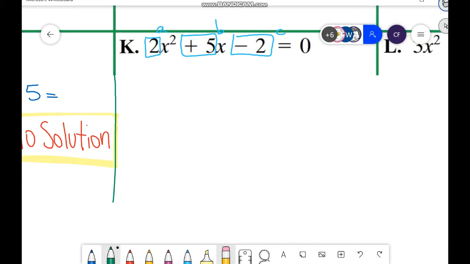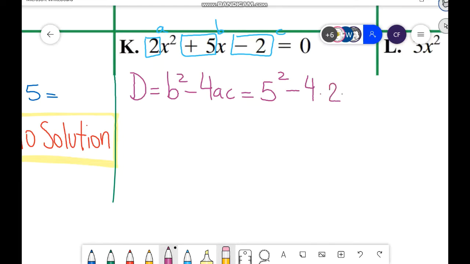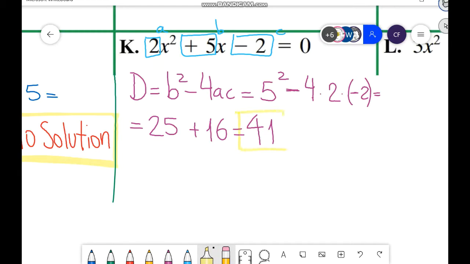And apply the formula. The formula is simple. The discriminant equals b squared minus 4ac. B is 5 squared minus 4 times 2 times negative 2. And this equals 25 minus negative, with negative, positive, 4 times 2, 8 times 2, 16. Equals 41. It is a positive number. 41 is a positive number. That means two solutions. Okay, positive number, two solutions.